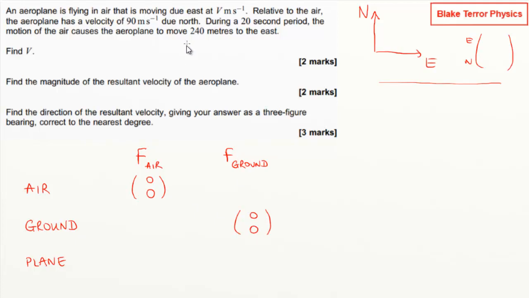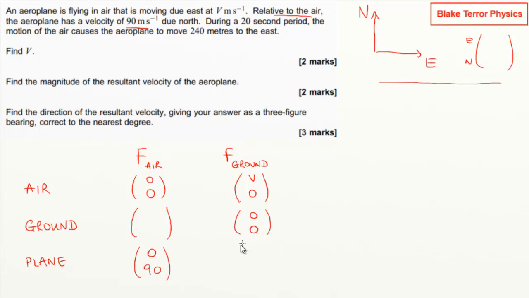Now the other things they've told us is, in the first sentence, the air is moving due east at v meters per second. So that is saying that in the frame of reference of the ground, the air is moving v east. We've also been told that relative to the air, the aeroplane is moving 90 meters per second due north. So in the frame of reference of the air, the plane is moving at 0, 90.